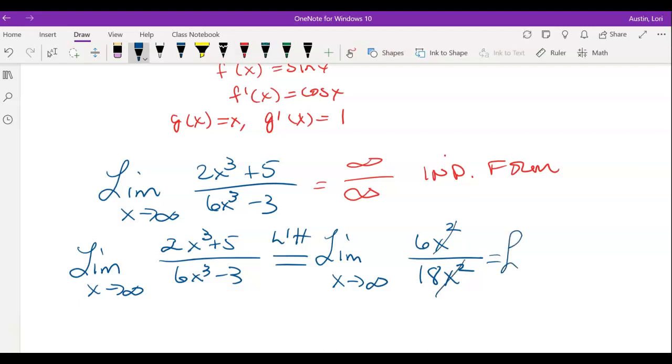So that's the same as the limit as x goes to infinity of 6 over 18, which there's nothing to plug in. It just equals what, everybody? 1/3. Which is the rule you learned. You learned that when they have the same exponent, you just take the coefficients.